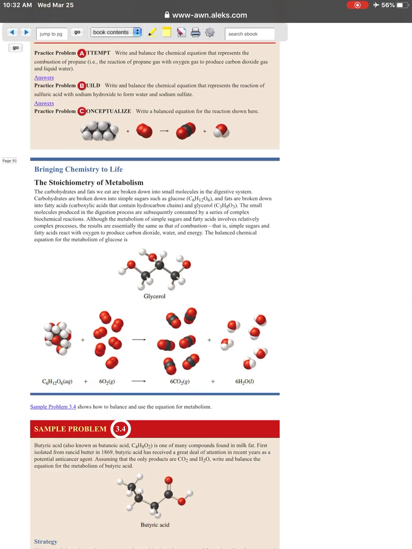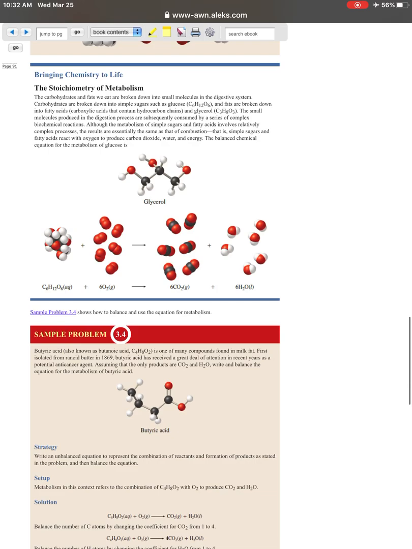Bringing life to chemistry, the stoichiometry of metabolism. The carbohydrates and fats that we eat are broken down into small molecules in the digestive system. Carbohydrates are broken down into simple sugars such as glucose, C6H12O6, and fats are broken down into fatty acids, carboxylic acids that contain hydrocarbon chains, and glycerol, C3H8O3. The small molecules produced in the digestion process are subsequently consumed by a series of complex biochemical reactions.